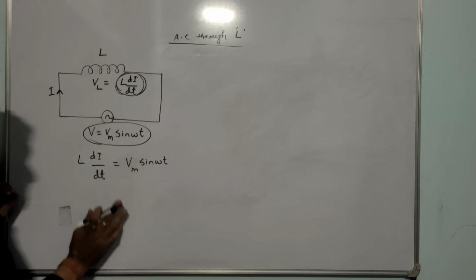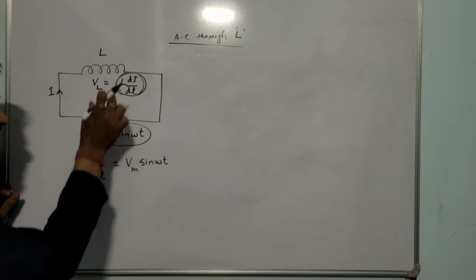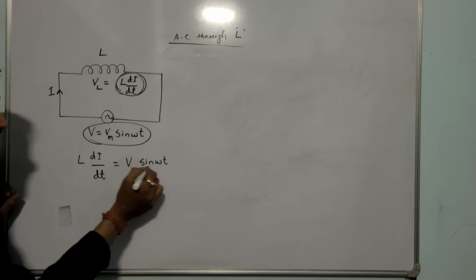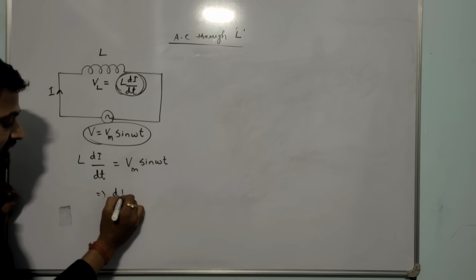Cause here it is Vm sin omega t. That's why the minus symbol was given. But anyhow, we take the modulus. Meaning, equate both. L into di upon dt is Vm sin omega t. Then it is very easy.